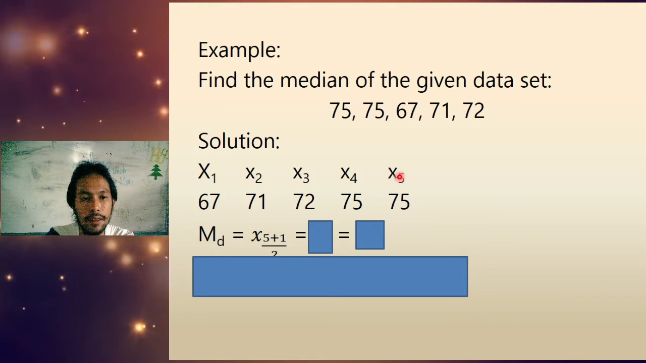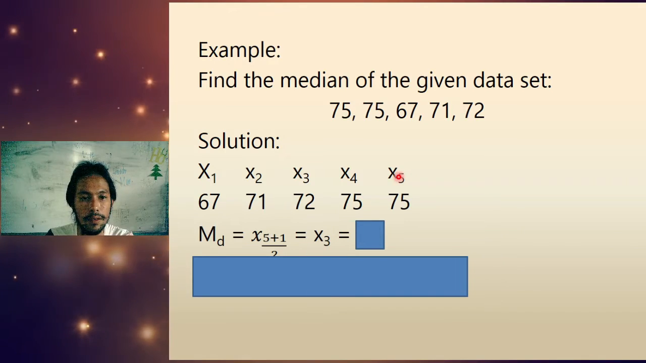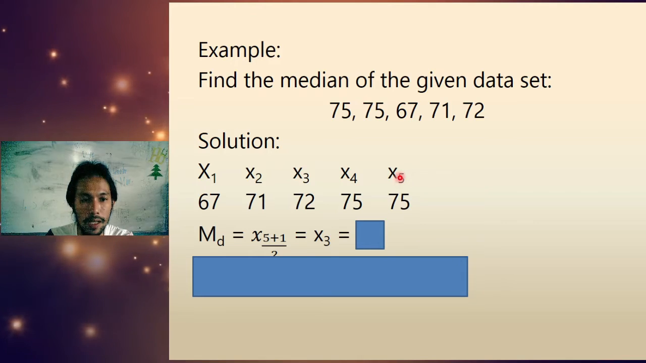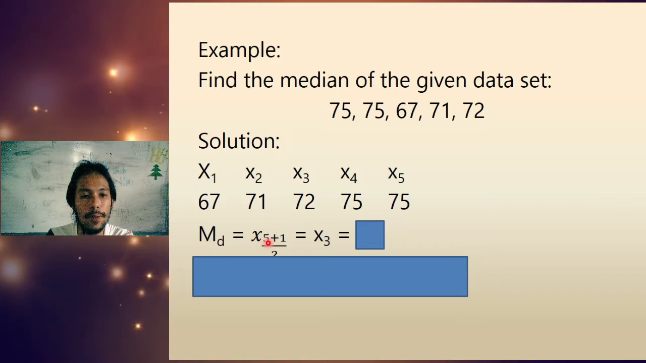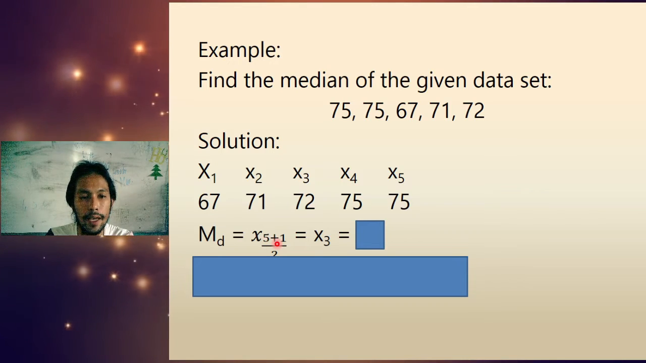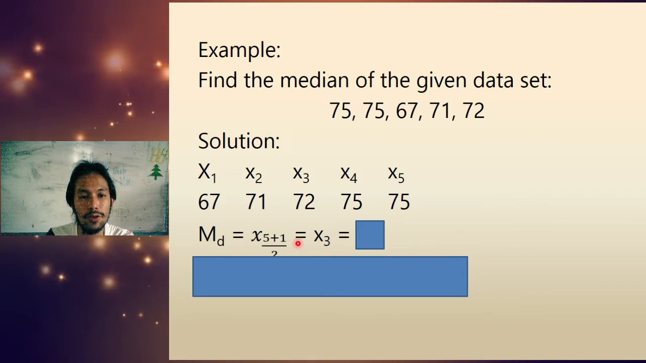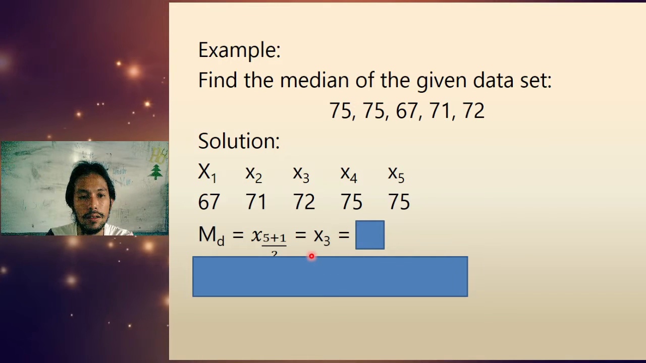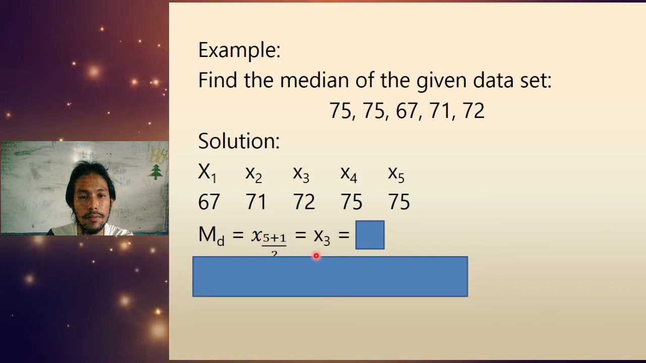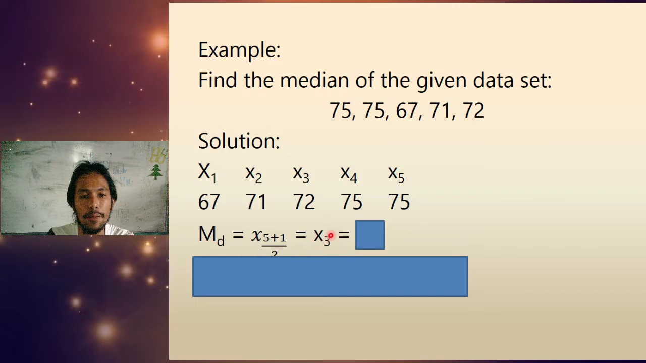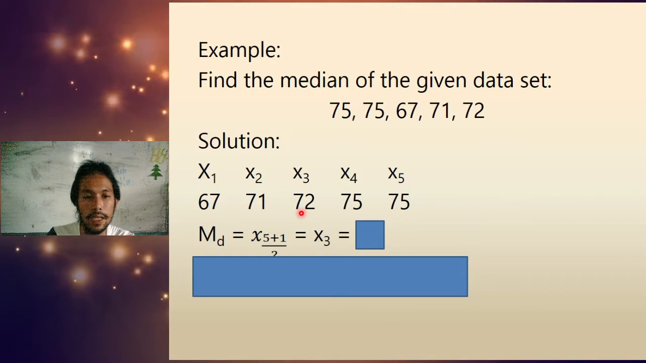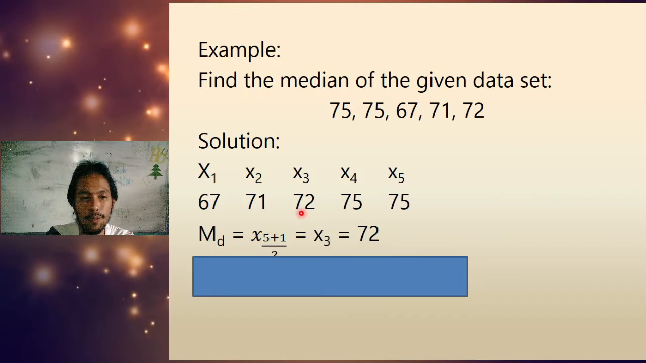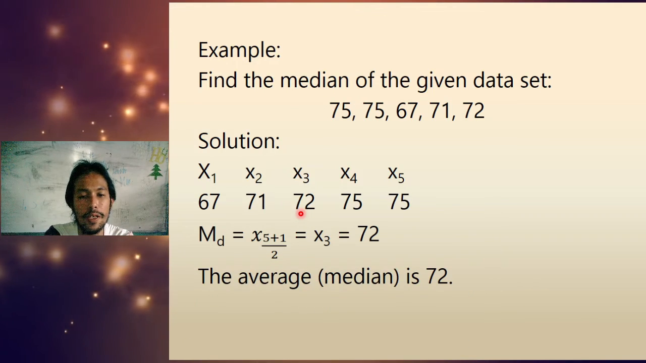So x sub 5 plus 1 over 2 equals x sub 6 over 2, which gives x sub 3. Then we look at x sub 3, which is our median, 72. So the median is 72.